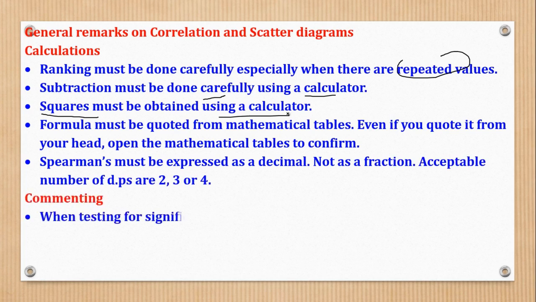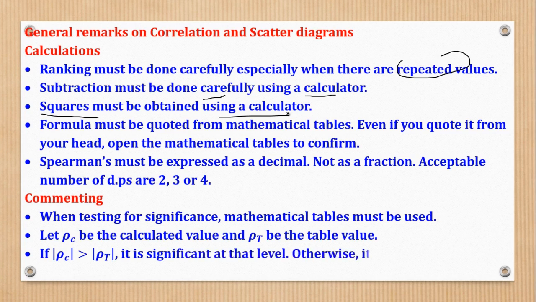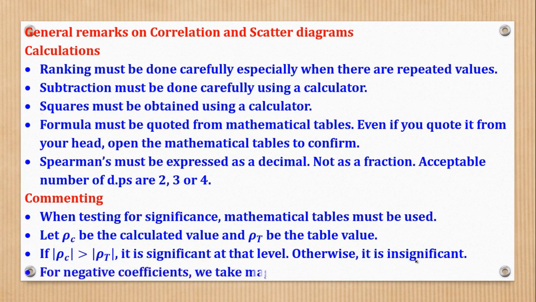For the part of commenting, we have to use a mathematical table to comment whether it's significant or insignificant. So if the calculated value is bigger than the magnitude of the table value, then we use the word significant. If it is not, we use the word insignificant. As simple as that. So the comment must be brief. For negative coefficients, remember that we take magnitudes. I think you see it here.